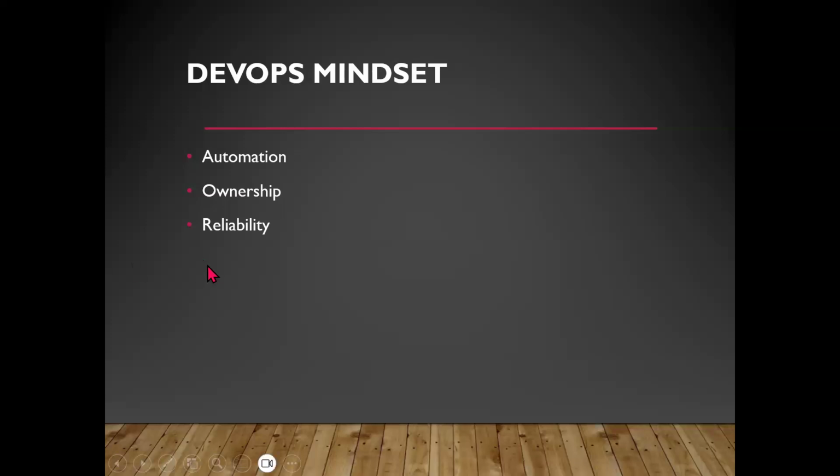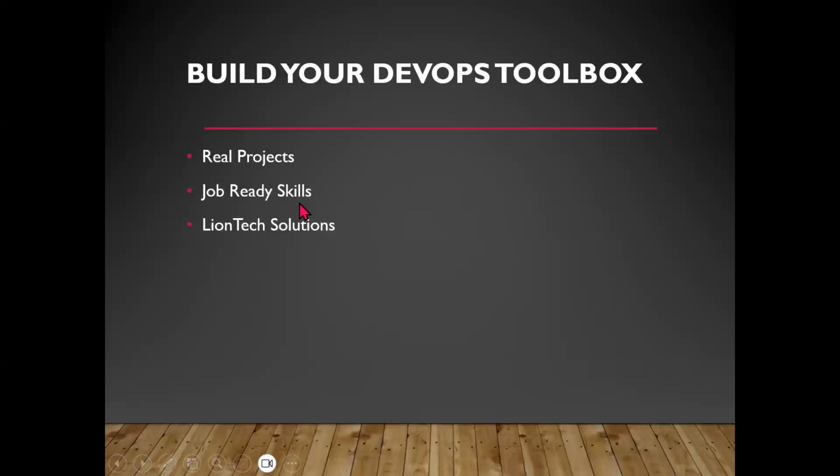Ownership means taking ownership for what you do: the errors you commit, your successes, projects, and your tasks. Being able to work independently is so important. Those are actually the DevOps mindset. Reliability: you're working in a team, so other teams need to be able to rely on you, right? And all of that in doing your job.